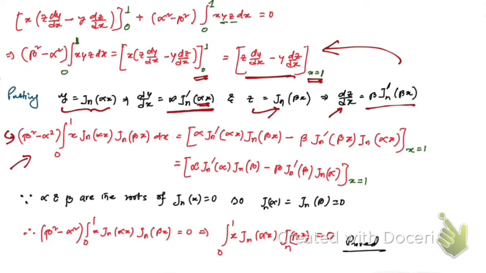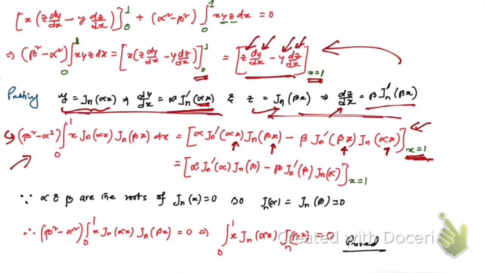Now we are doing this at x is equal to 1. If you put x is equal to 1 here, here, and here, how have we got this right hand side? Just by putting the y dy by dx and z dz by dx that we have obtained here. So using these values in the above equation, we have got this result, at x is equal to 1.